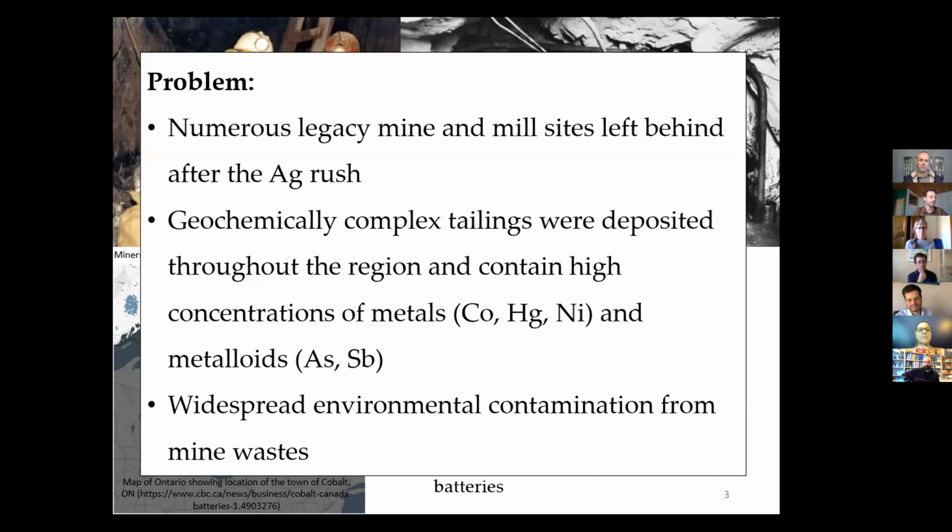So this waste has been left behind since mining, and it's geochemically complex, in part because of the deposit type, which is a multi-element vein deposit, but also because of the different processing methods, which contributed things such as mercury to the waste. And as a result, there is widespread environmental contamination from mine waste in the Cobalt region.